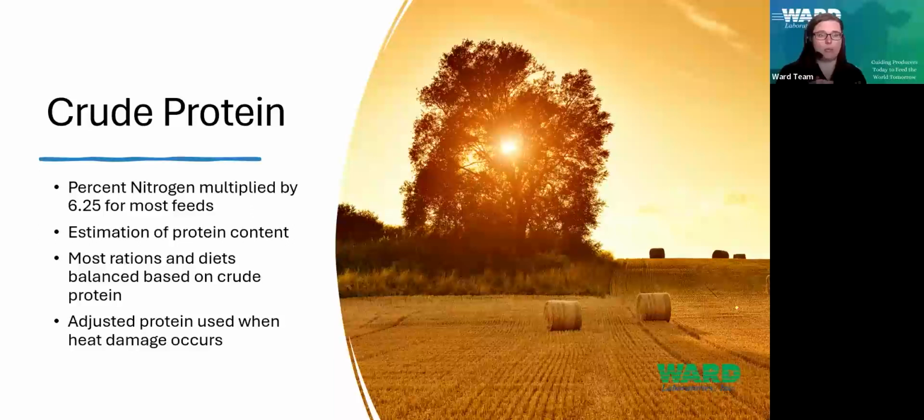So we do maybe need to adjust this some though. So next we're going to talk about heat damage protein and how we can adjust our crude protein to improve our ration and supplementation strategies based off that information, but also introducing the metabolizable protein method.